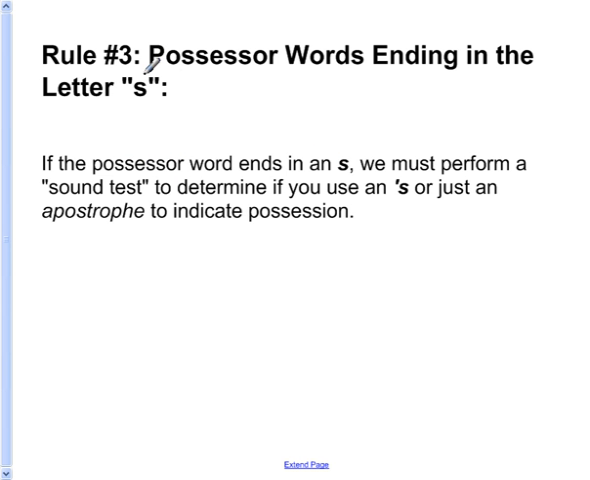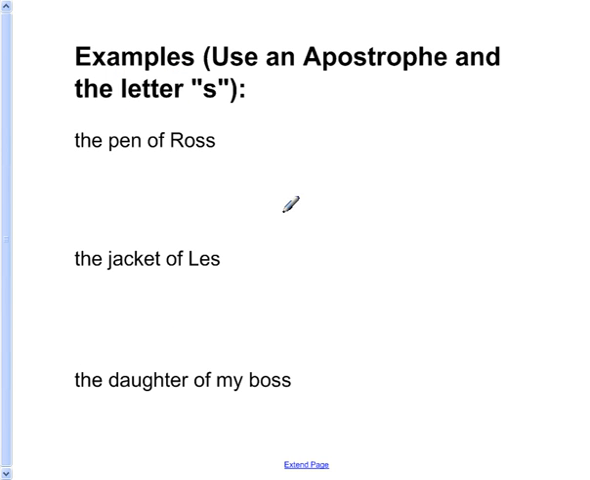Okay, what happens though if the possessor word ends in the letter S? Now what we have to do is perform what is called a sound test to determine if we use an apostrophe S to indicate possession or simply an apostrophe. Let's look at some examples. Here in these examples, we use an apostrophe and an S. We use an apostrophe S to indicate possession.